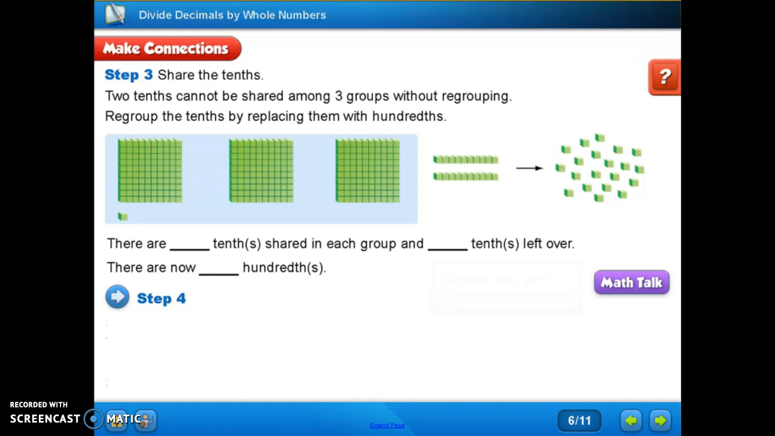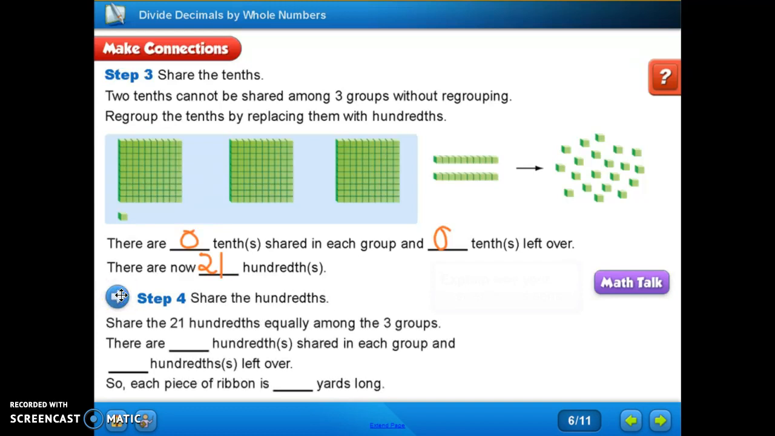All right, sorry for that little delay. There are 0 tenths. Do we have any more tenths? No. Shared among each group and 0 tenths left over. There are none. But now there are what? 21 hundredths.